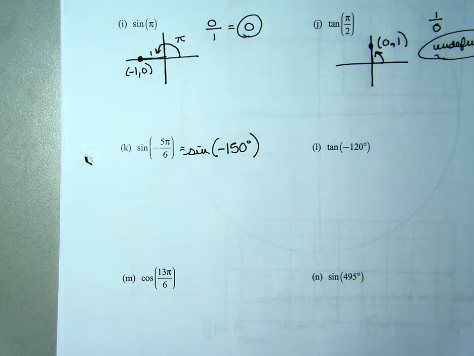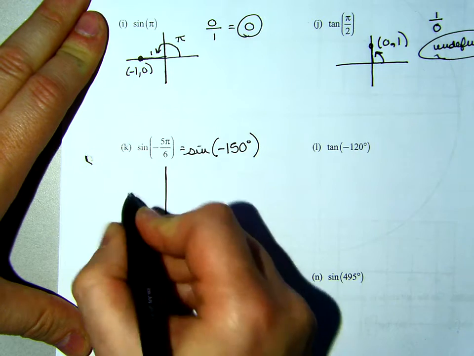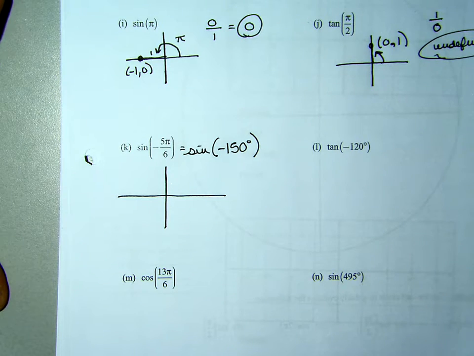I want to do K together, and you'll try L on your own in a moment. So, the sine of negative 150 degrees. Let me draw this thing. Where is negative 150 degrees? What quadrant, first of all? 2, 3, 4, I've heard.